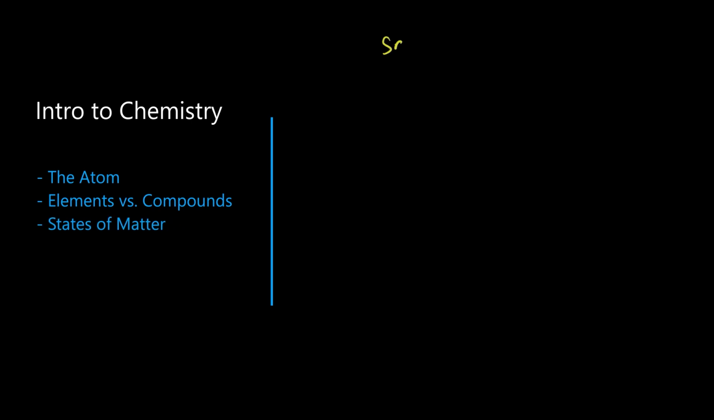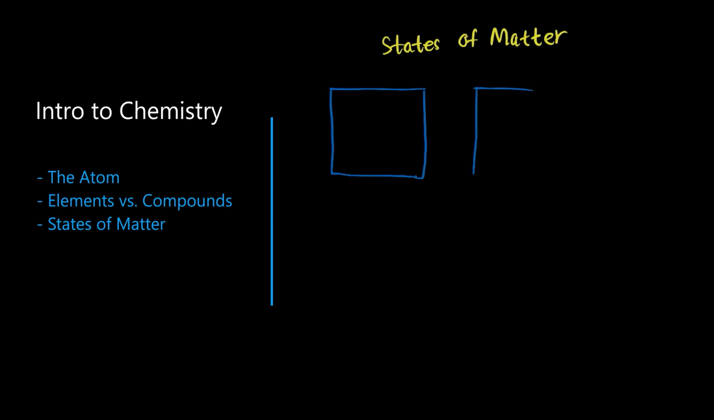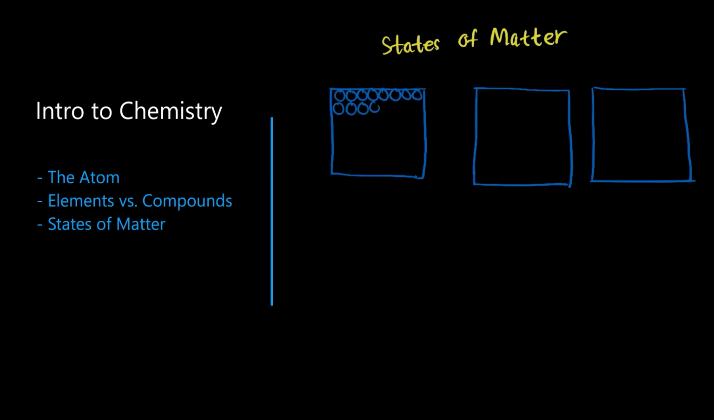Matter can exist in different states, most commonly as a solid, liquid or gas. The state of a substance depends on the energy of its particles and the strength of the forces between them. In a solid, particles are packed tightly in a fixed arrangement. They have low energy and can only vibrate in place. This is why solids have a fixed shape and a fixed volume. In a liquid, particles have more energy.